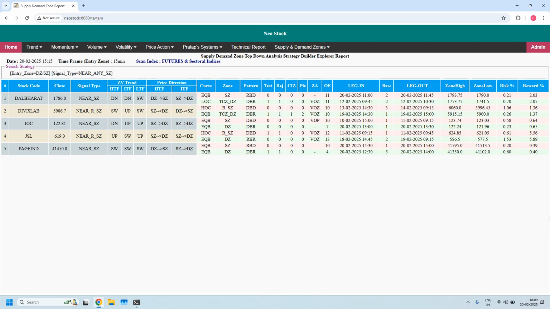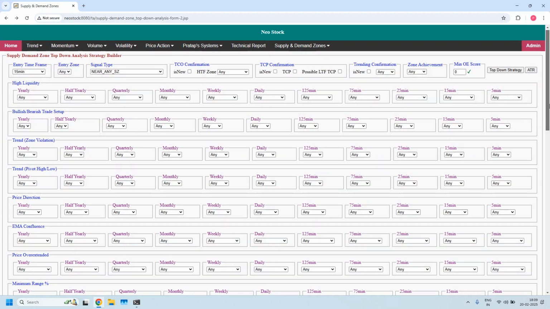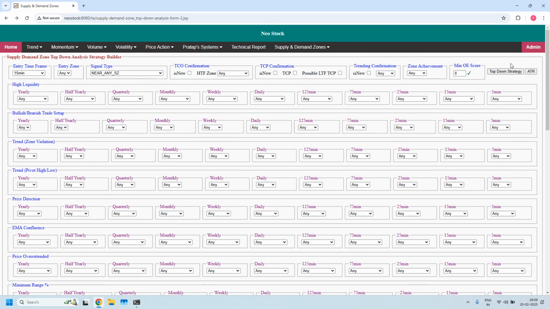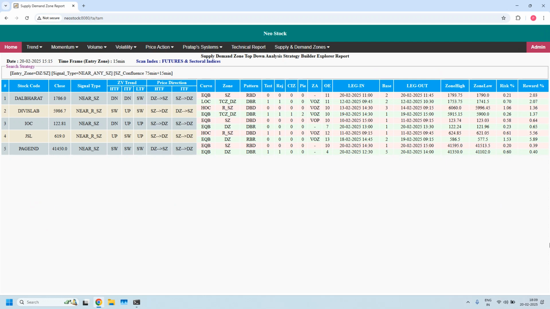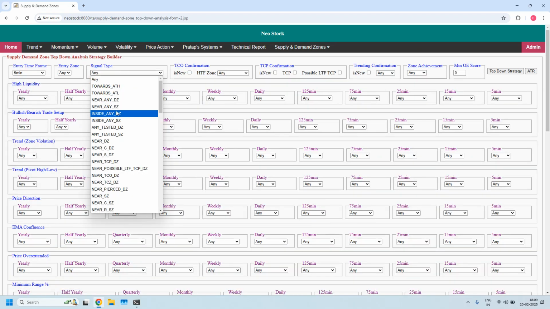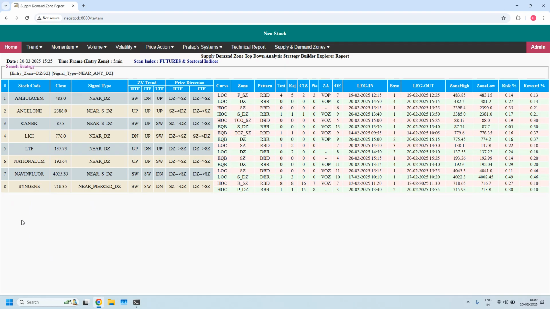Now let's verify out of these 5 how many supply zones are having ITF supply zone confluence. That is 15 minute supply zone with 75 minutes supply zone confluence. I enabled the filter. With this filter, we got all the 5 stocks. So that means all these 15 minute supply zones are overlapped with their 75 minutes supply zones. Okay, next time frame is 5 minutes. Stocks near 5 minutes demand zone. We got 8 stocks.